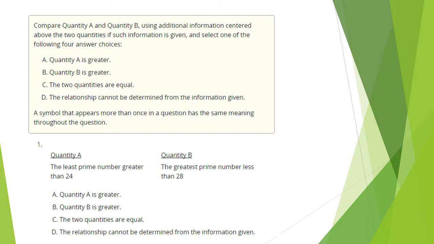Question number 1. Quantity A, the least prime number greater than 24. And quantity B, the greatest prime number less than 28. Now that you have read the question, take a moment to review it. Use the tips we discussed to best determine and/or estimate the relationship between the 2 quantities. Pause the video while you work. When you are ready to review the answer, resume play.